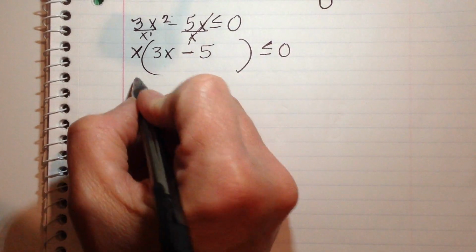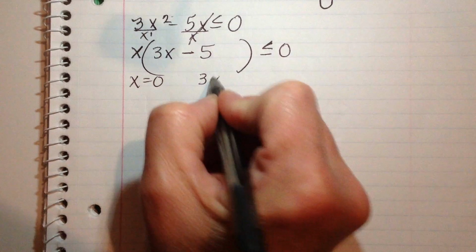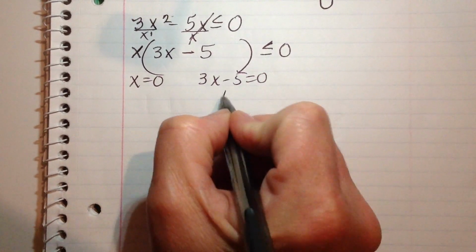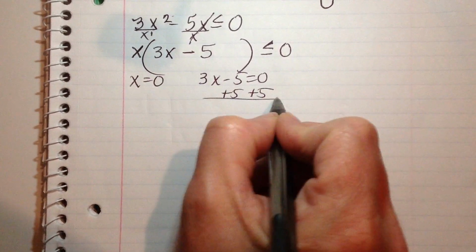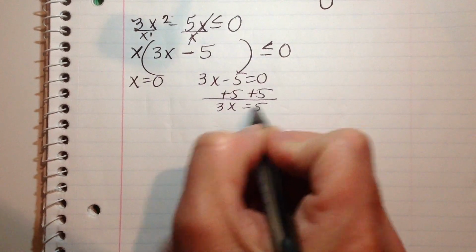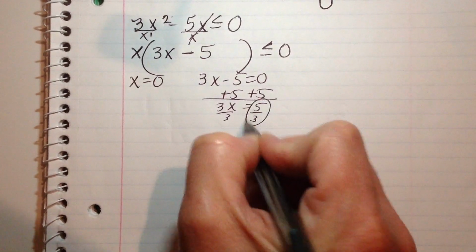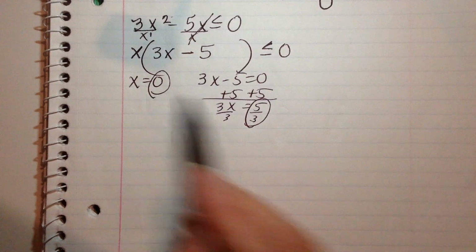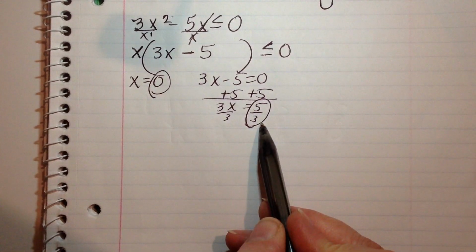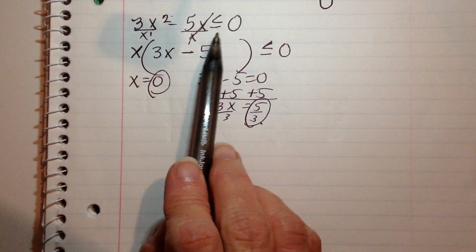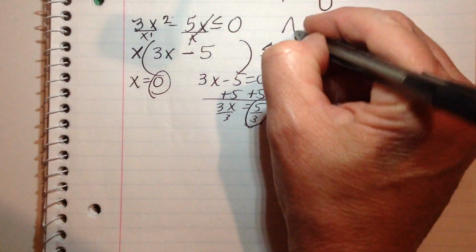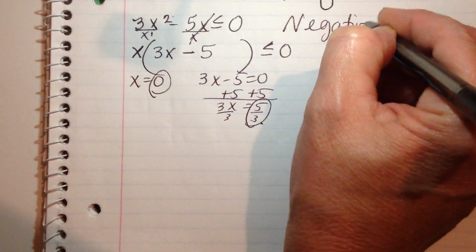Now what we must do is take each one of these and set them equal to 0 to find our critical numbers. So let's add 5 to both sides. 3x equals 5. Divide both sides by 3. So your two critical numbers are 0 and 5/3. Now, the original problem is less than or equal to 0, so we are looking for negative intervals.